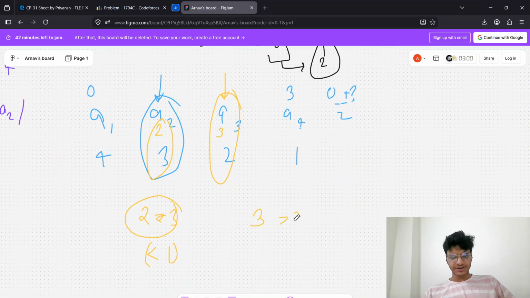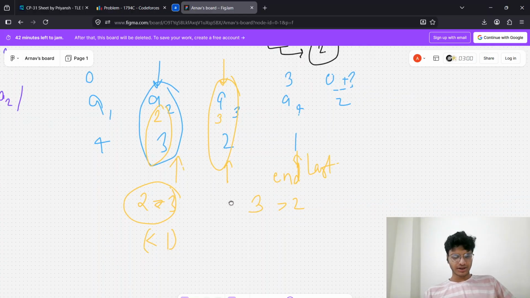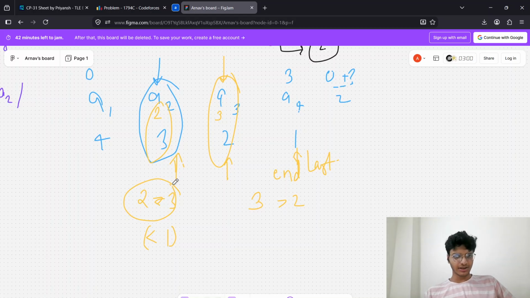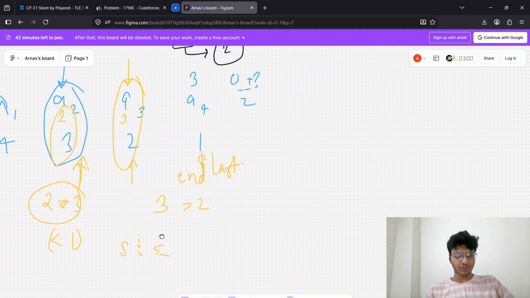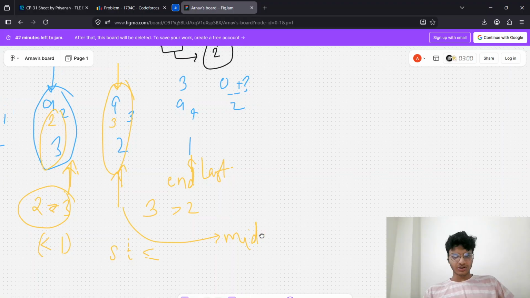So 3 is greater than 2, so we will choose this, and then we will try to change our end, that is the last pointer, that was earlier here, to last minus 1, that is last equal to mid minus 1. Since start is less than or equal to last, that is the property of the binary search algorithm, we will stop here.